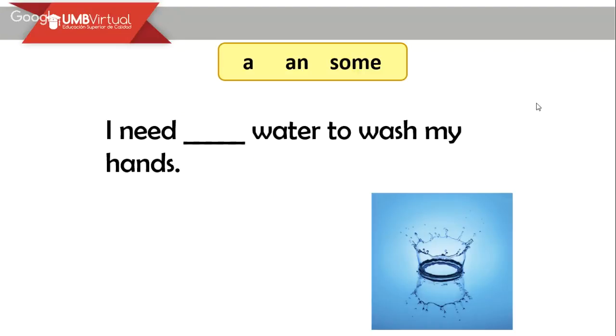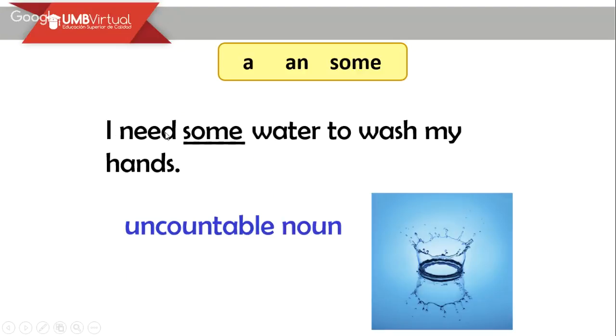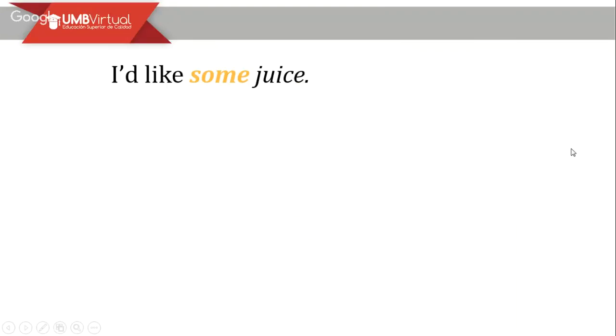Okay, I need a and some water to wash my hands. In this case, water is the object that we are trying to figure out if it is countable or uncountable. What do you think is going here? In this case, water is uncountable. So we are using some.